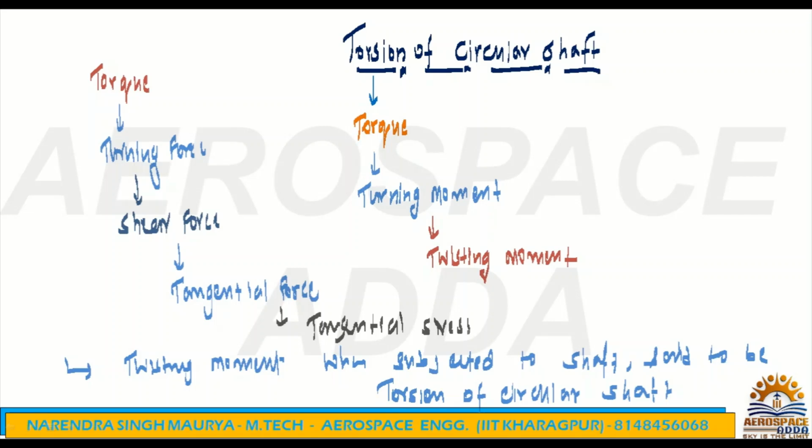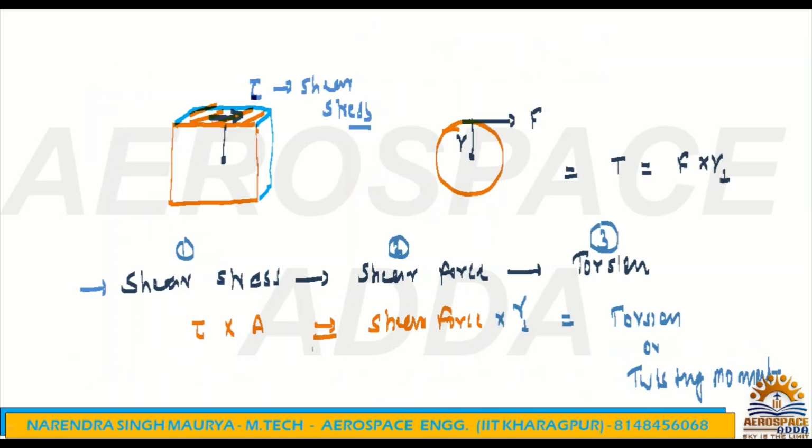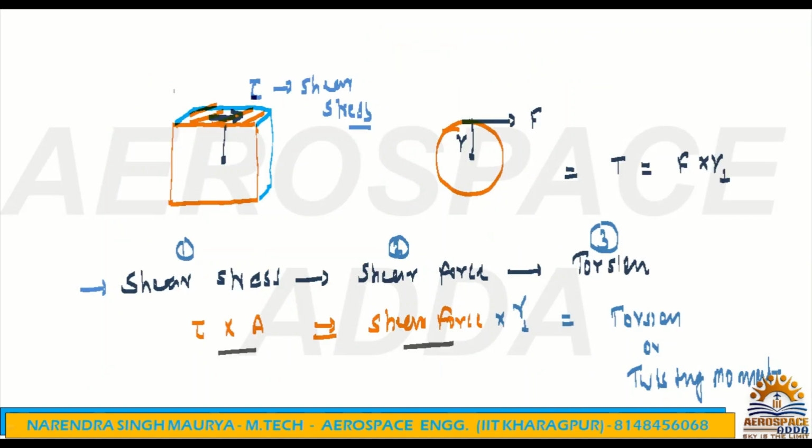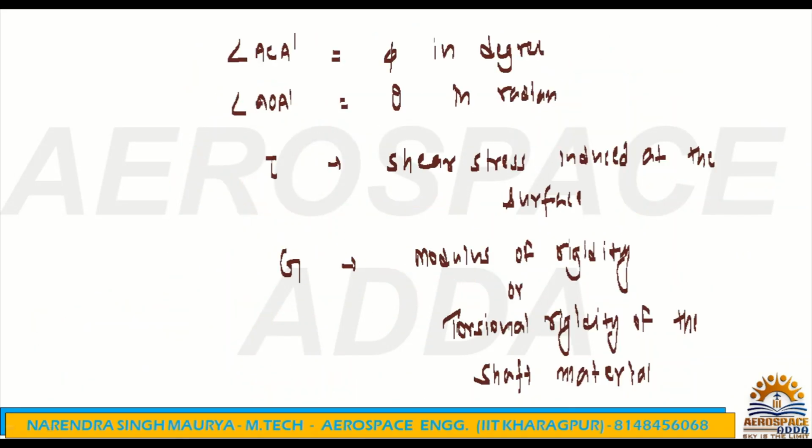How? Just stress into area. Here I have given that stress into area will be the shear force or tangential force. And how do we get a twisting moment? The tangential force, or turning force, is multiplied by the perpendicular distance, and then we get the torque or twisting moment. We have to multiply this tangential force or shear force by the perpendicular distance. So the same thing we are doing here.